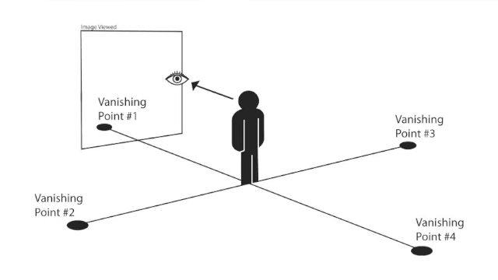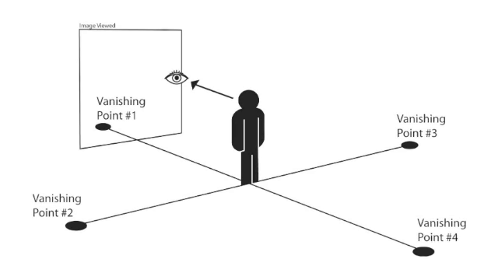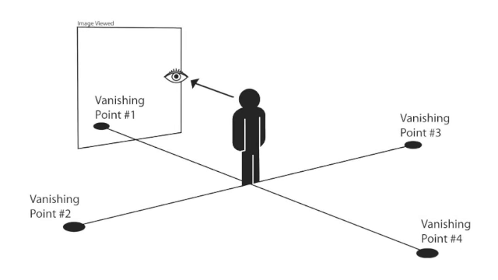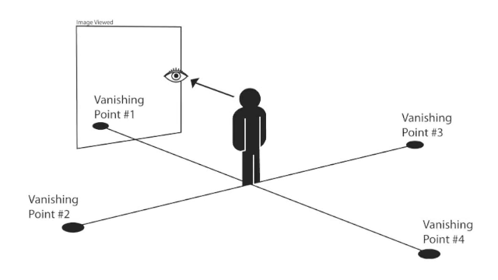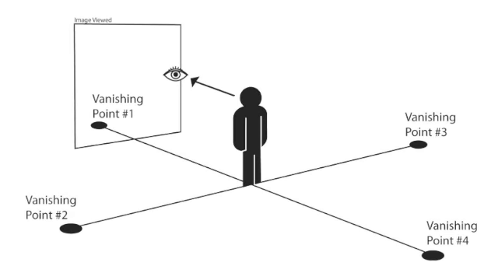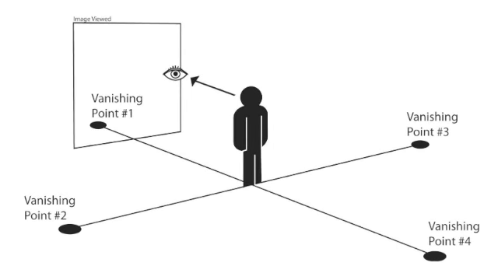Today, we're focusing on Vanishing Point 1. You can see that I've drawn an arrow with an eye at the end to show the direction the camera is looking. This just happens to be parallel to the axis that ends in Vanishing Point A. In other words, he's looking straight at the vanishing point. The box labeled Image Viewed represents the image that we're going to capture in our drawing.